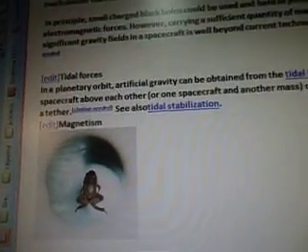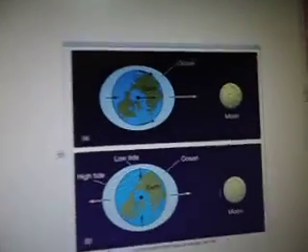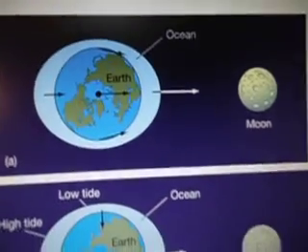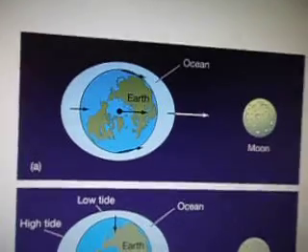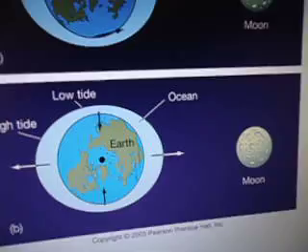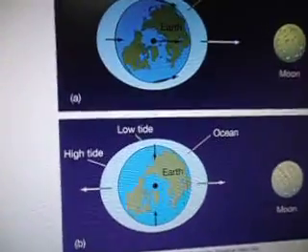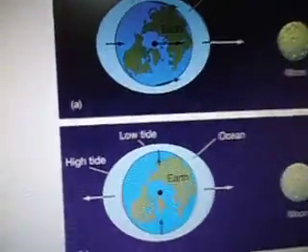Tidal forces. In a planetary orbit, artificial gravity can be obtained from the tidal force by two spacecraft above each other, or one spacecraft and another mass connected by a tether. So this is what tidal forces are talking about. The moon pulls the earth and the oceans towards it, and the moon pulls the oceans on both sides of the earth, and it creates a high tide on both sides. Low tide up at the top and high tide this way.